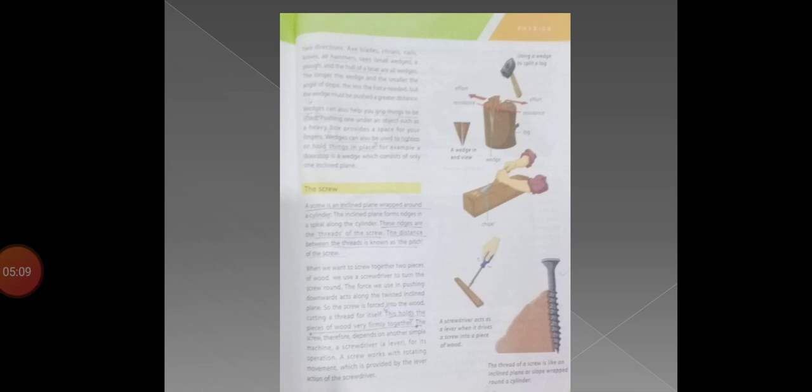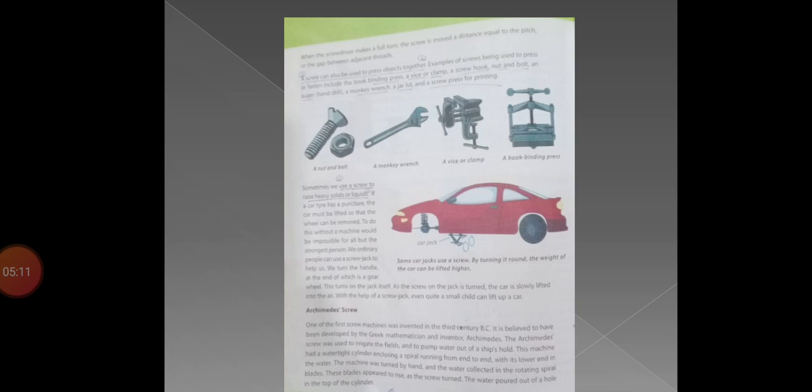Here you can see different examples of nut and bolt, a monkey wrench, vice or clamp, bookbinding press. One more use of screw is that sometimes we use a screw to raise heavy objects. For example, if a tire of a car got punctured, then we will use a screw jack to raise the car and to change the wheel. So, screw is also helpful to raise heavy objects.